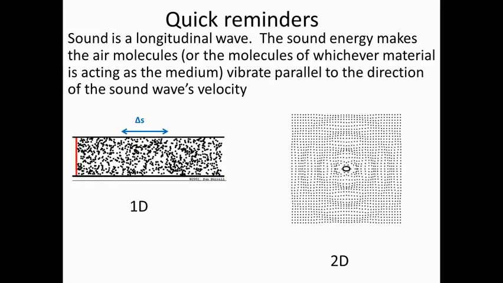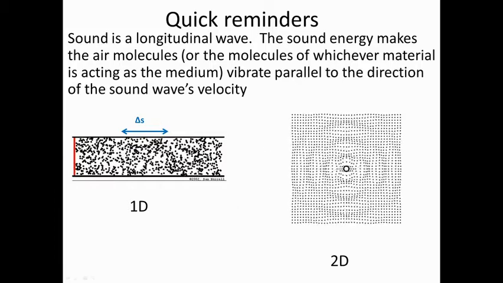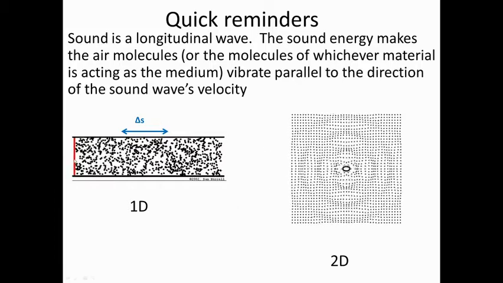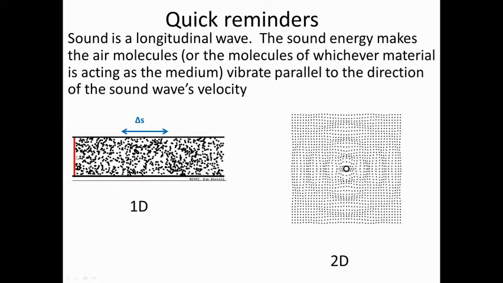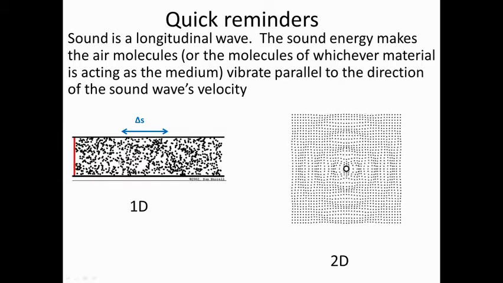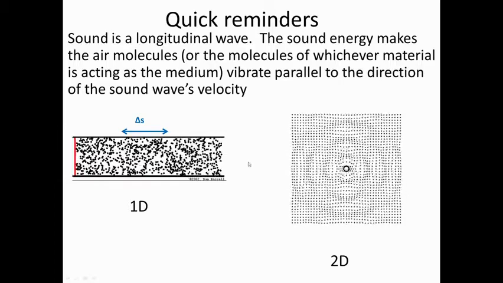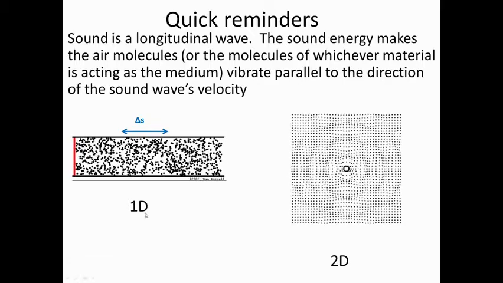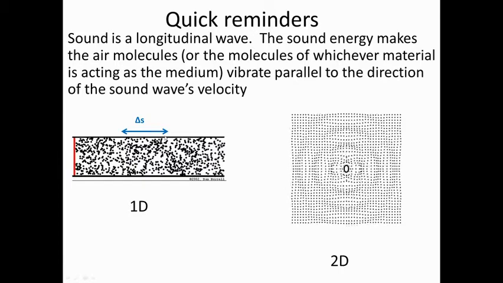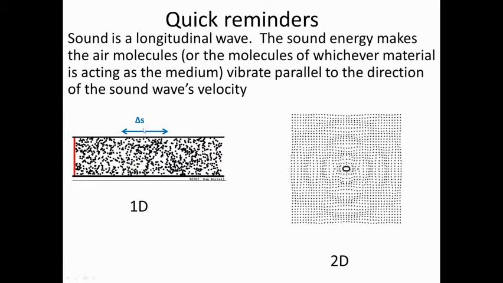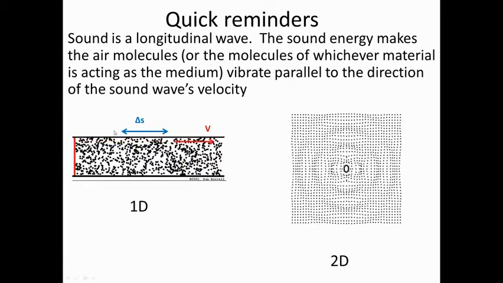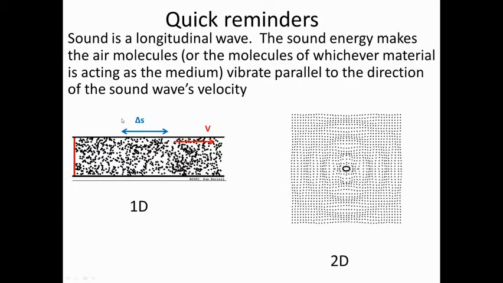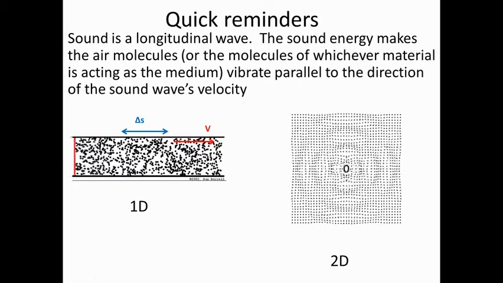As we see here in the one-dimensional case, there's a sound being created, which is a vibration. That vibration energy travels through the air in this example, but it doesn't actually move the air molecules from one end to the other. It just makes the air molecules vibrate. So you've got the displacement of the air going left to right, and then the velocity of the energy wave in a longitudinal wave is going to be parallel to that.